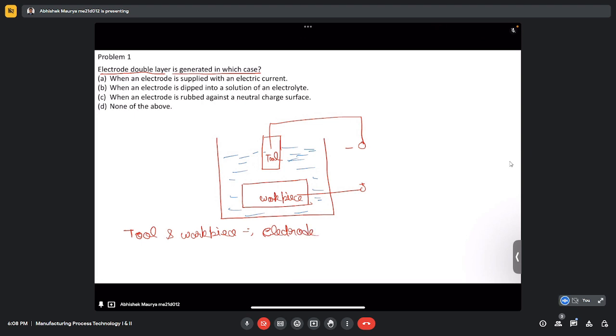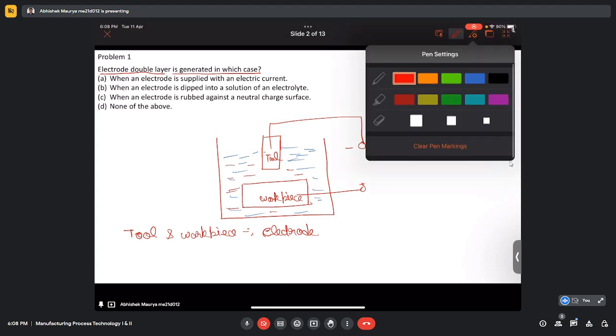It is very similar to the electrolysis process, but here our aim is to machine the workpiece. Machining means removal of material. So here the material from the workpiece is going to get dissolved in the electrolyte. The blue one, this is the electrolyte.